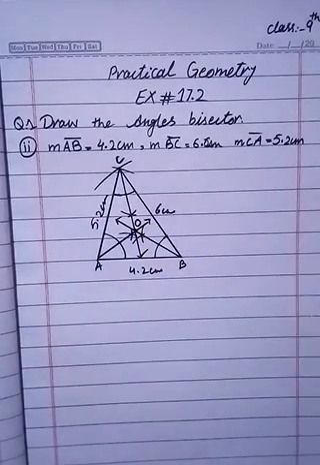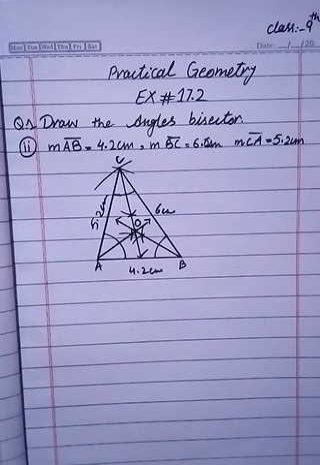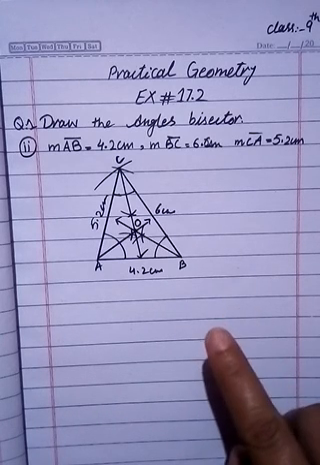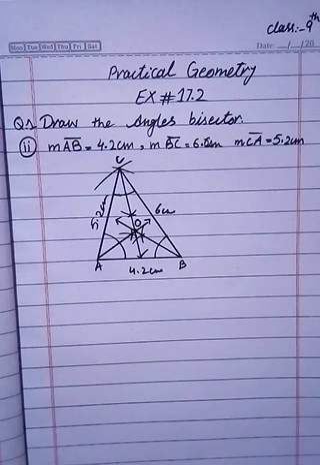O is a point of concurrency. Concurrent means passes through a single or same point. So O is a concurrent point or point of concurrency because all the angle bisectors of this triangle pass through O point. So I hope you will be able to construct the triangle and also their angle bisectors.